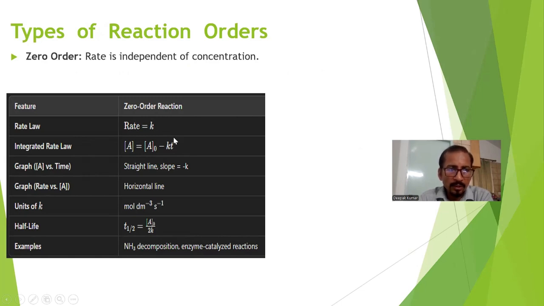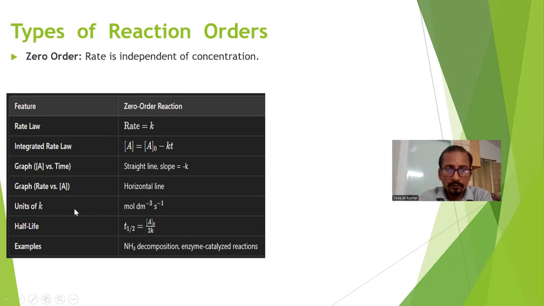You can see after integrating this equation, we got the expression here as the integrated rate law. The molar concentration term of A is the remaining concentration, and the molar concentration of A naught is the initial concentration. k is the rate constant, and t is the time taken for the reaction. We plot two graphs here: A versus time, meaning concentration versus time, and rate versus concentration. So we get these graphs. In the next slide, we'll be talking about it.